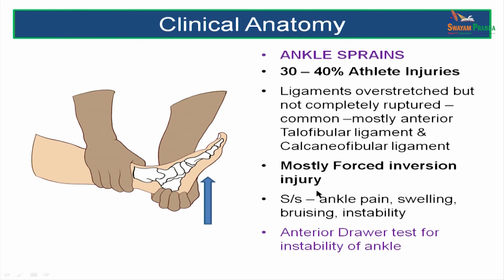What you see here in this slide is a test called the anterior drawer test. The examiner tries to draw the ankle and the foot forwards by holding the tibia and fibula in place. If the foot moves forwards, that shows that there is some amount of instability of the ankle joint, and it is called a positive drawer test for ankle joint.